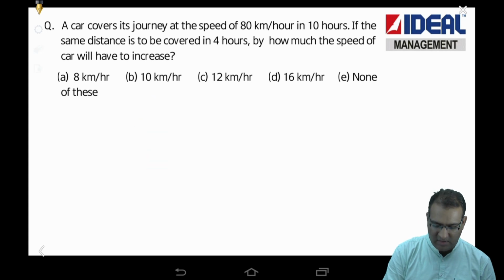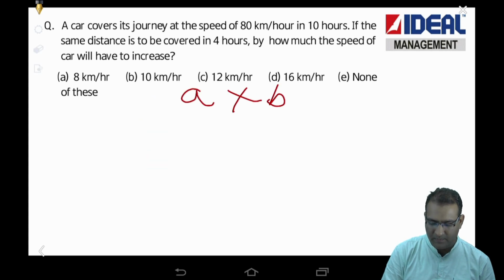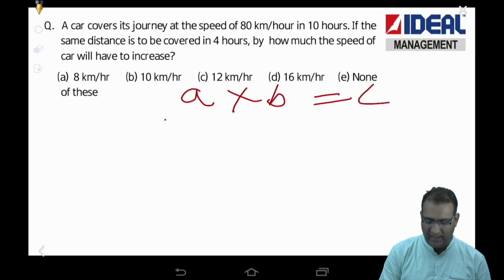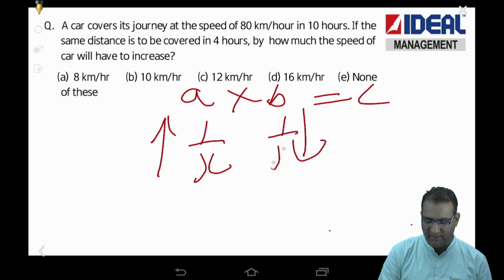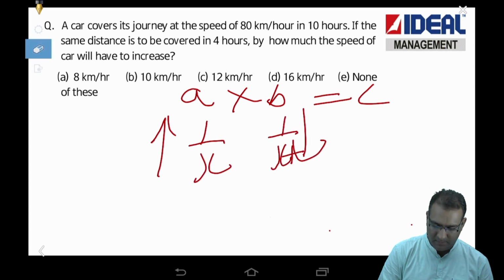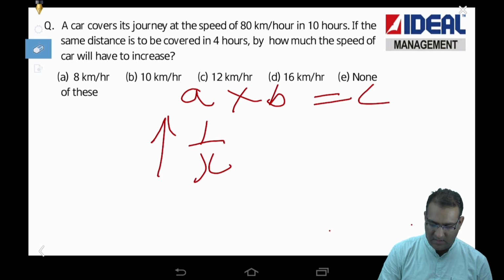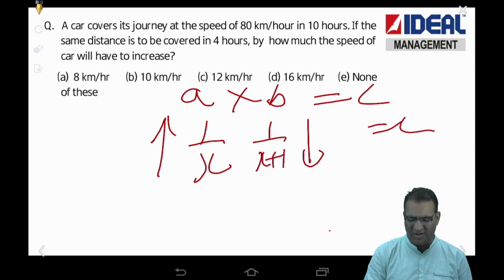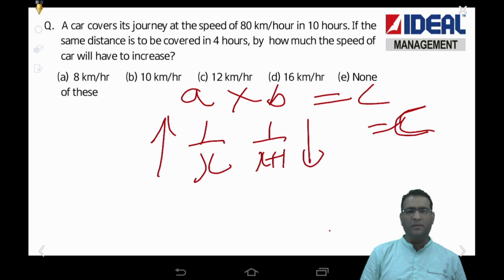increase anything which is in this format, a into b is equal to c. I increase one of these by 1 by x. This has to be reduced by 1 by x plus 1 so that my c remains constant. So it's a concept. You're supposed to know this concept, right?